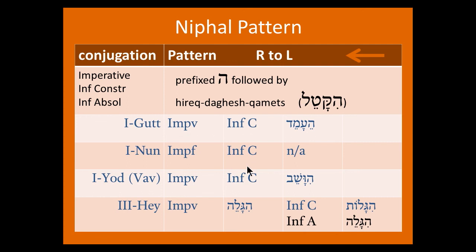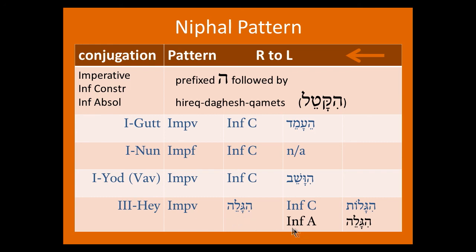You're going to have the same form for imperatives and infinitives for all of these weak verb types. When we get to third hey, though, we get a little bit of oddity again. The imperative will be consistent, prefix hey, hirik, dagesh, qamets, with tsere, okay? That's an imperative. It could also be an infinitive absolute. Notice right here, even though I have it in black, this form and this form are identical. So when you see a third hey lemma, you have hey prefix, hirik, dagesh, qamets, that's a nifal.